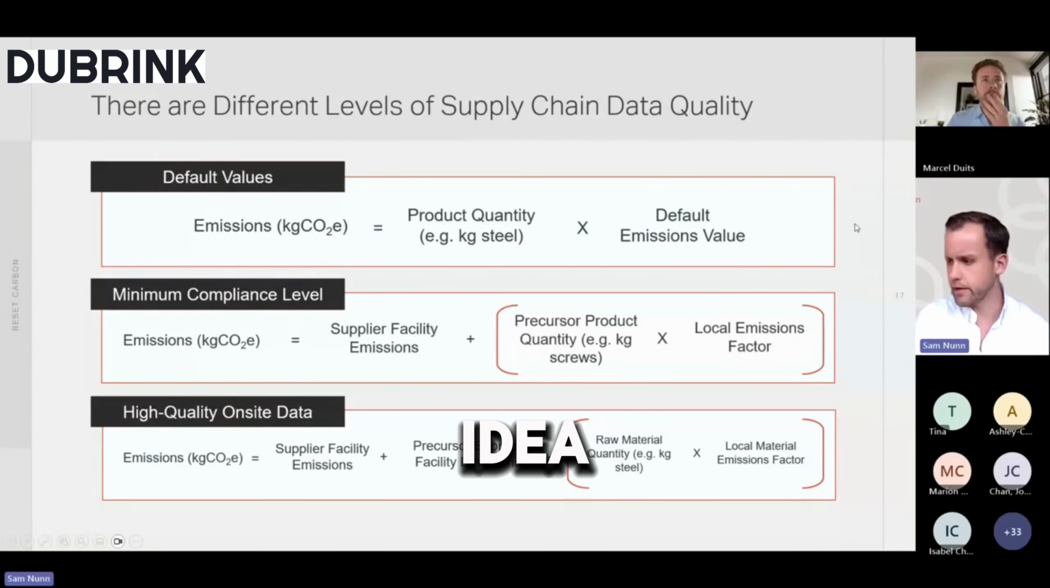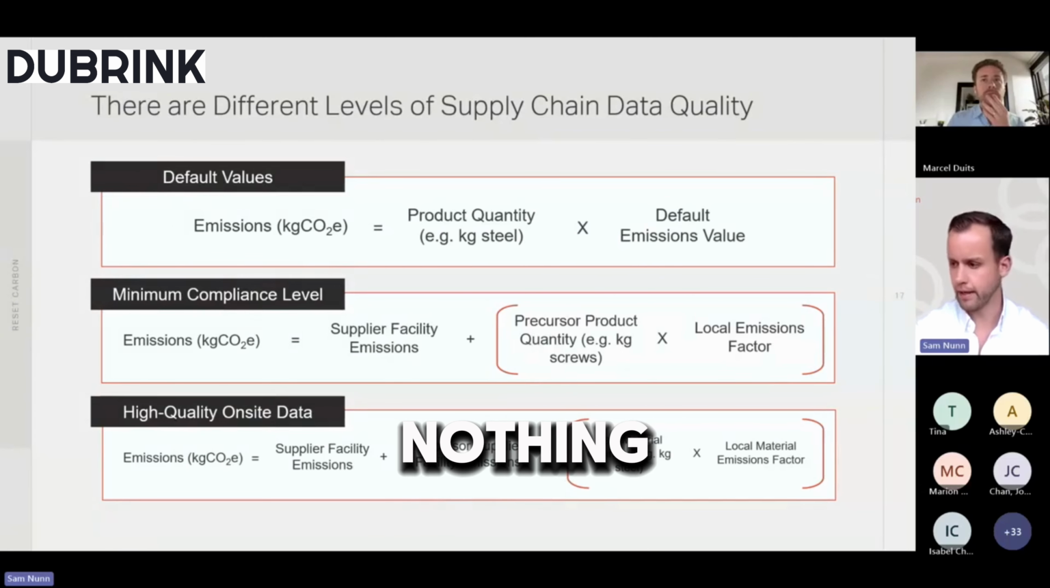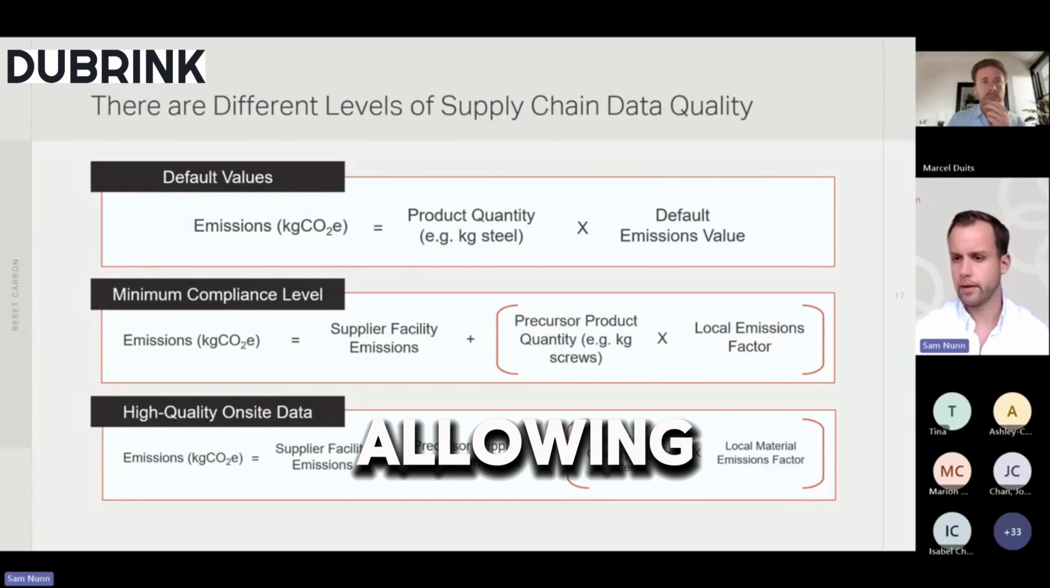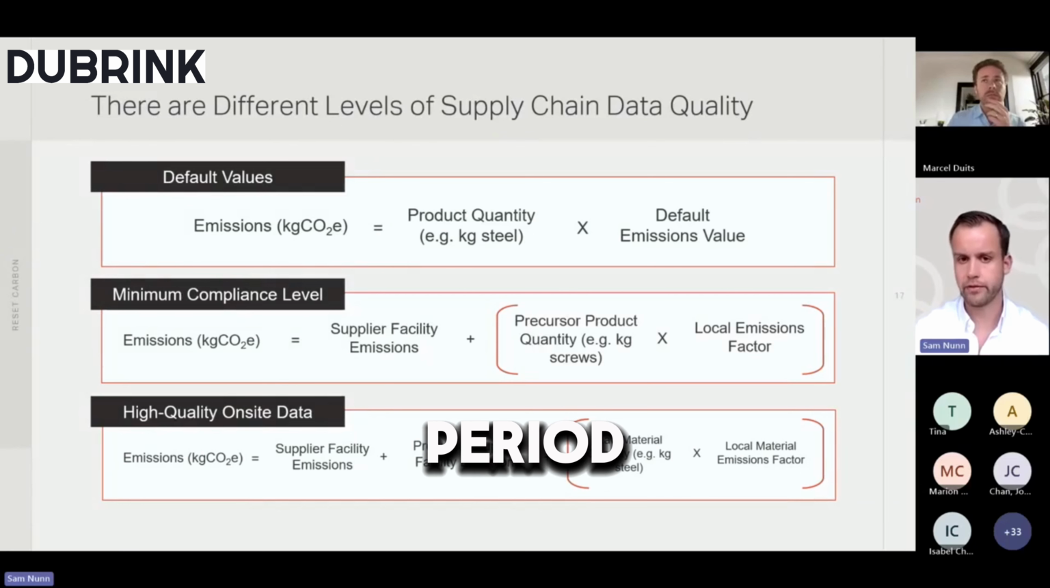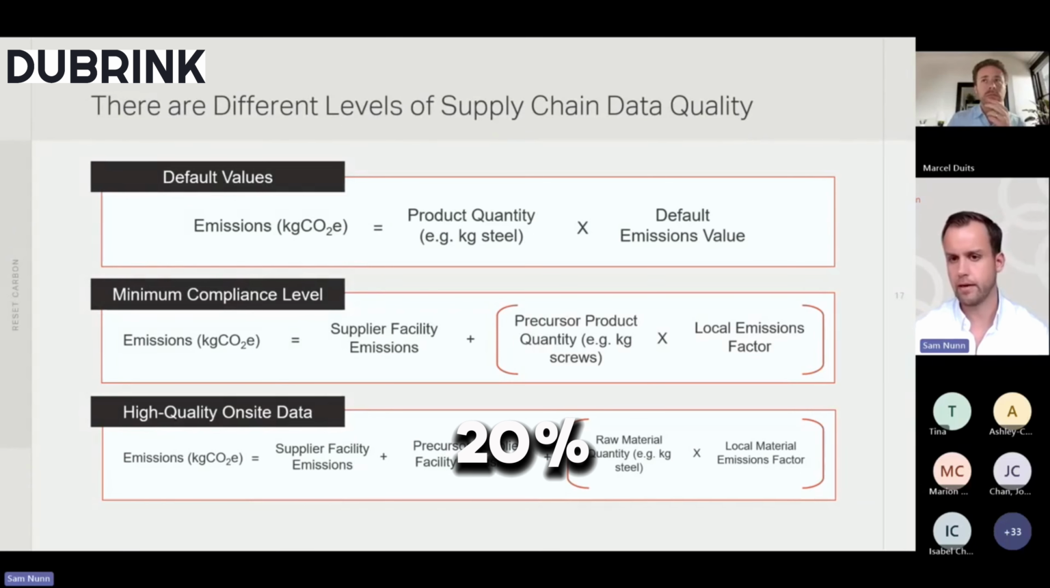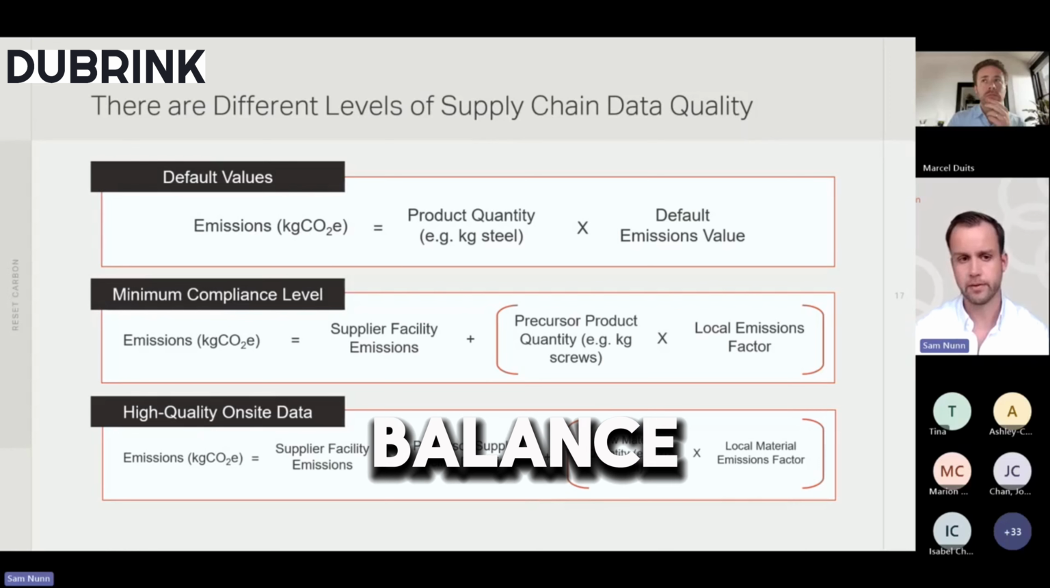So basically, the idea is you can use this if you have absolutely nothing else. And actually, the EU is allowing companies, even within the active period of CBAM, to report up to 20% of their emissions using these default values.